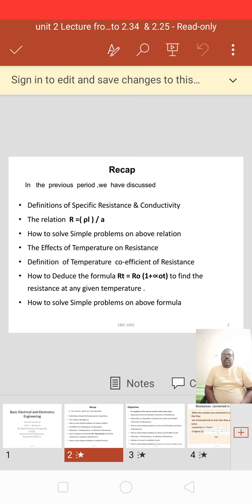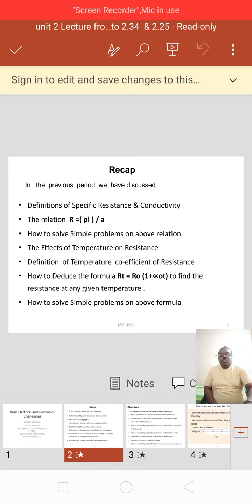In the previous periods we have discussed the definitions of specific resistance and conductivity, the relation R equal to rho into L by A, and simple problems on R equal to rho into L by A, the effects of temperature on resistance, the definition of temperature coefficient of resistance, how to use the formula Rt equal to R naught into 1 plus alpha naught into t to find the resistance at any given temperature, and how to solve simple problems on the above formula. These are the concepts which we learned in earlier sessions.